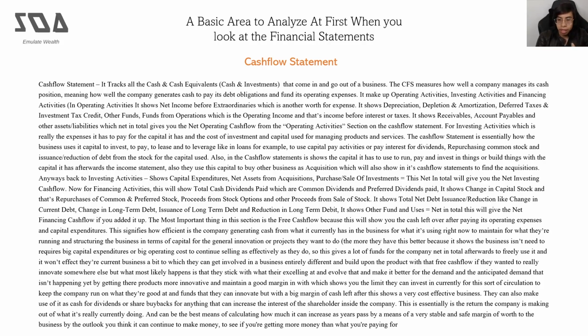It shows total net debt issuance and reduction, like change in current debt, change in long-term debt, issuance of long-term debt, and reduction in long-term debt. And it shows other funds and uses. Net in total after this, you're going to be given the net financing cash flow if you add it all up.